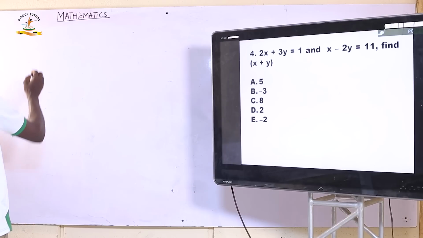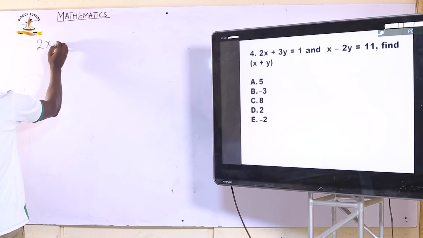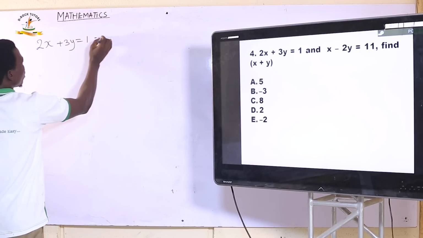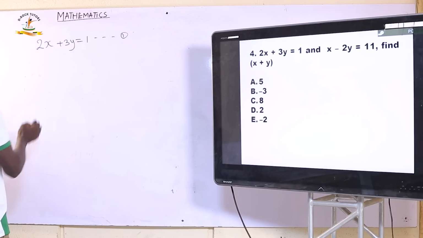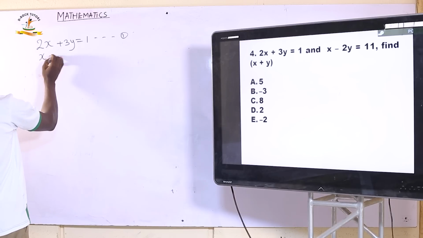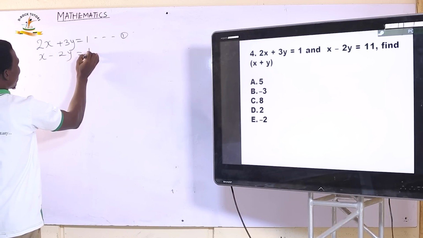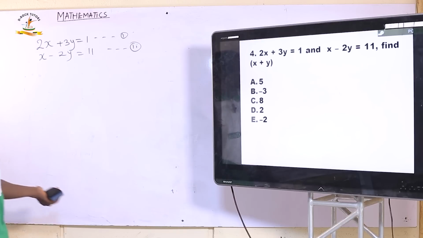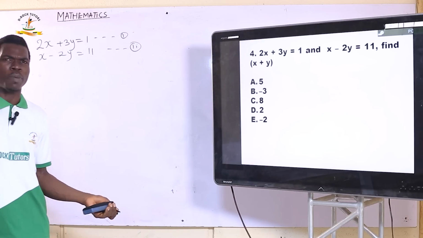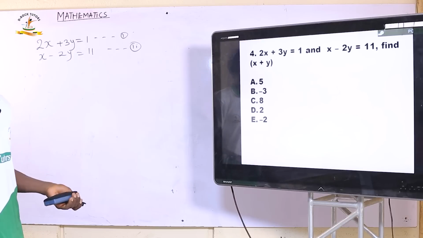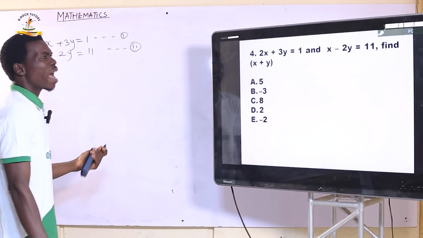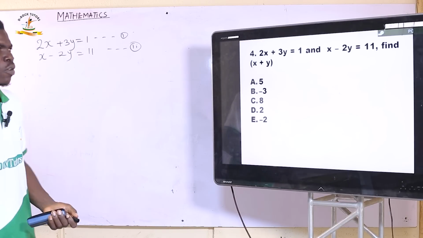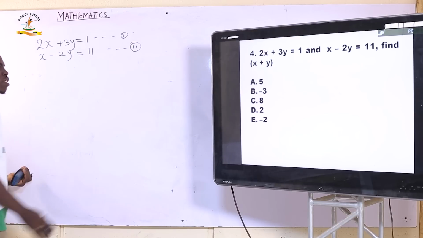So let's write them out. We have 2x plus 3y equals 1. So we can call this equation 1. And we have x minus 2y equals 11. We can call this equation 2. So there are different methods with which we can solve this problem, but I prefer to use the substitution method. In the substitution method, I pick any of the 2 equations and make a variable the subject of the formula. So here I prefer to pick equation 2.